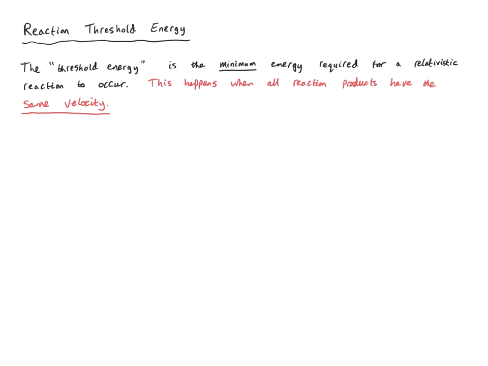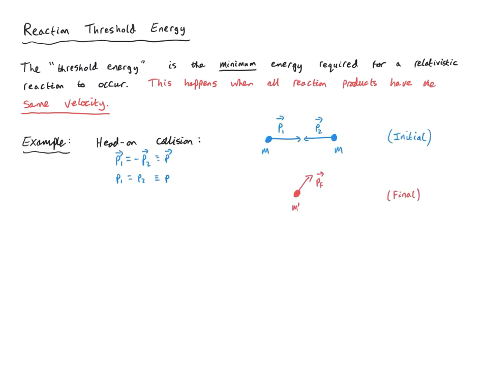Let's consider another example. Let's do the head-on collision of two massive particles to create a single massive product. So let's consider this following situation. We have two identical masses with equal and opposite initial momenta. That's P1 is equal to minus P2. Let's just call that P vector for the initial situation of the reactants. The magnitudes are the same. P1 is equal to P2 is P.